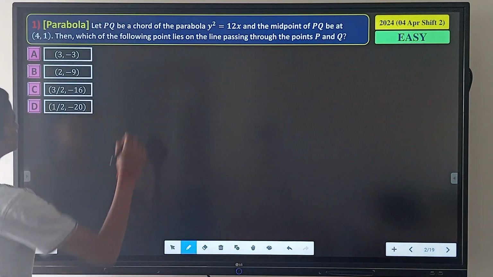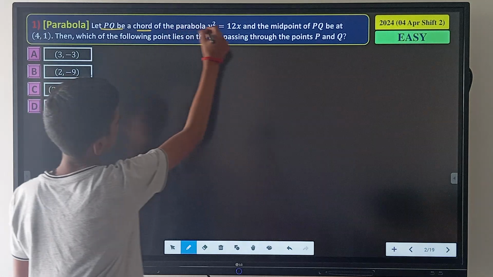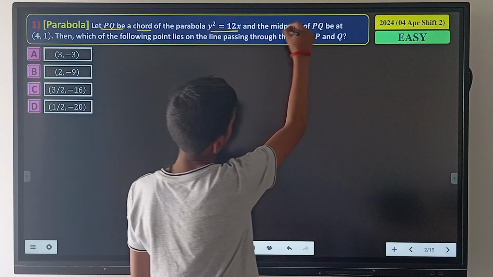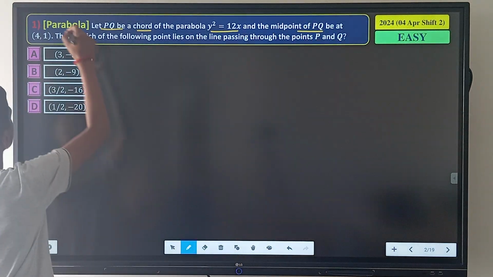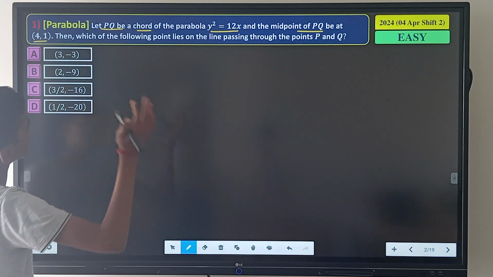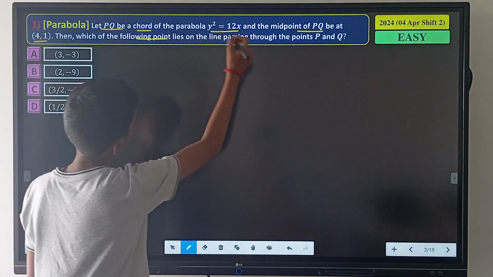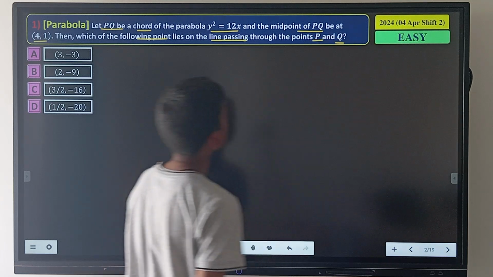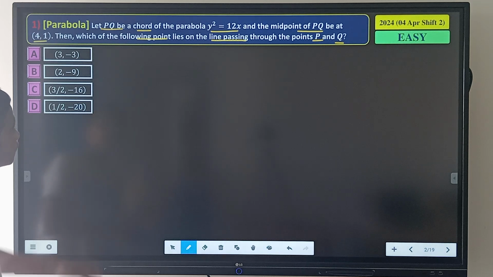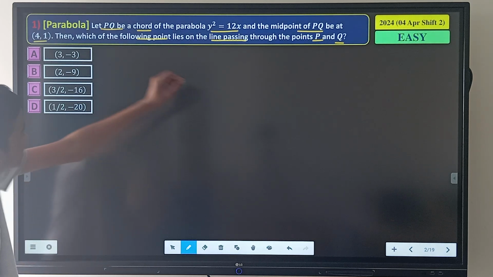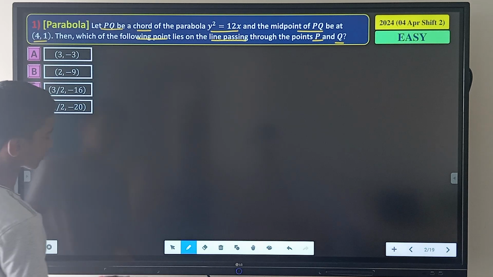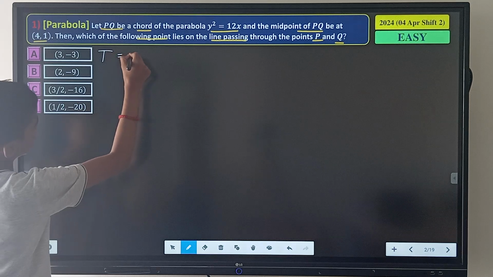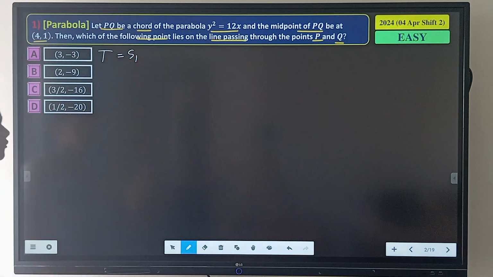Now this question says let PQ be a chord of the parabola y square is equal to 12x and the midpoint of PQ be at (4, 1), then which of the following points lies on the line passing through the points P and Q? So here to find the equation of the chord when we have a given midpoint, we have an easy formula, T is equal to S1. So we will use this formula.